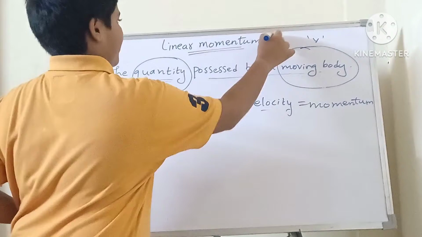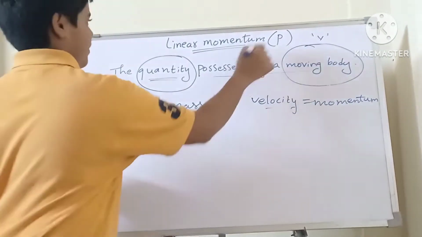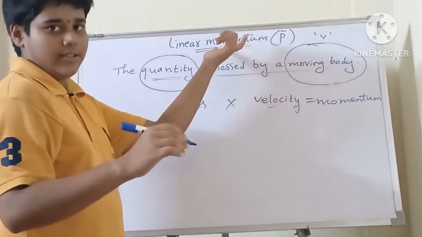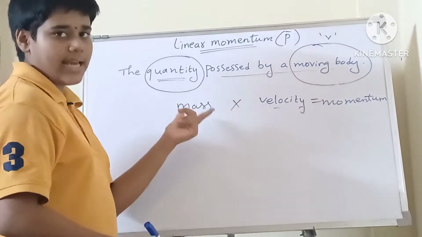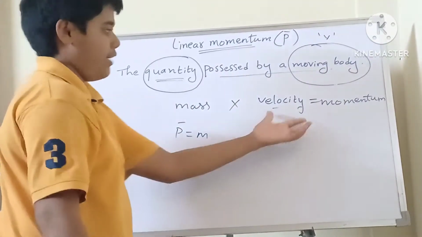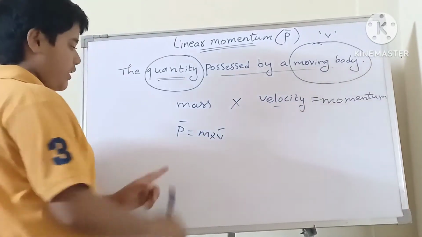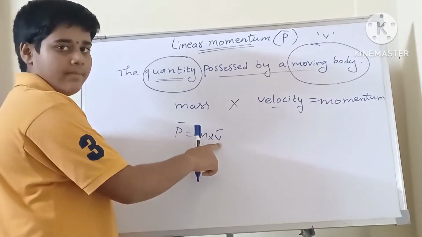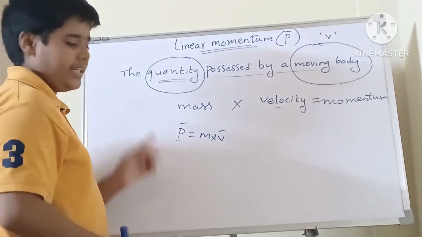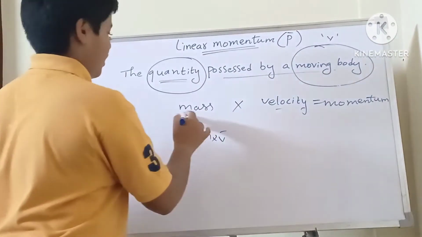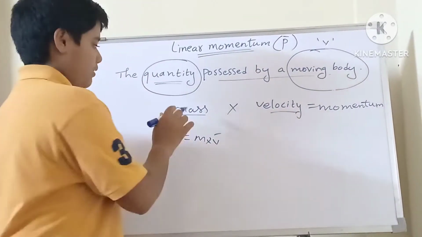Linear momentum symbol is P. Here P bar, because it is a vector. How is it formed? P bar is equal to m, the scalar mass, into v bar, the vector velocity. Mass into velocity means scalar into vector, so P bar is a vector, linear momentum. Mass is scalar, velocity is vector.